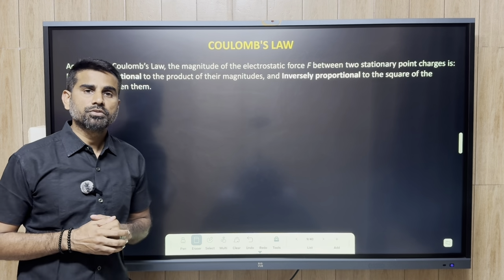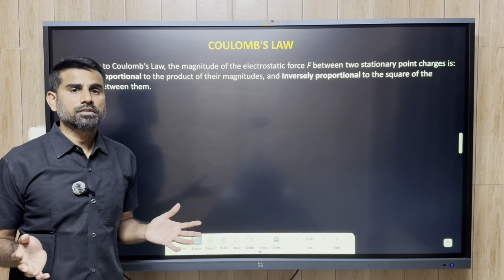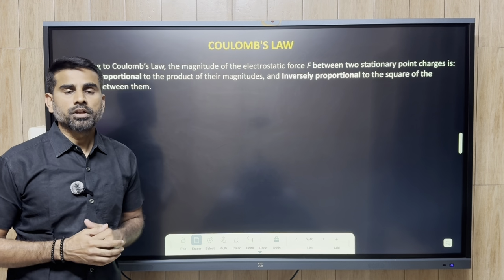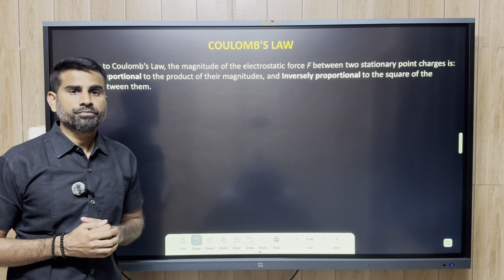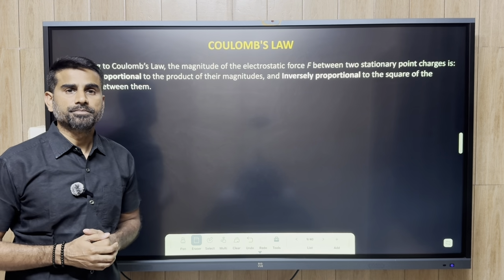By the end of this video, you'll be able to understand the entire concept of Coulomb's law, and you'll also be able to solve some numerical problems by using Coulomb's law.